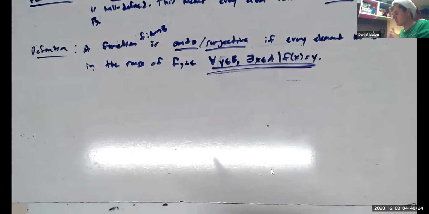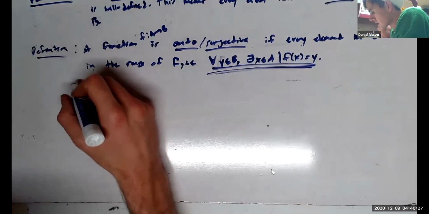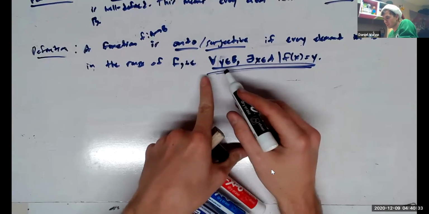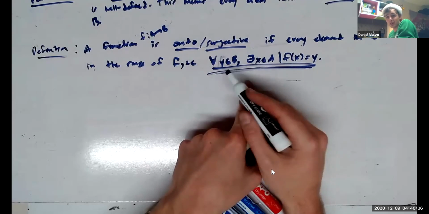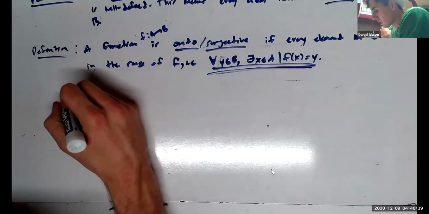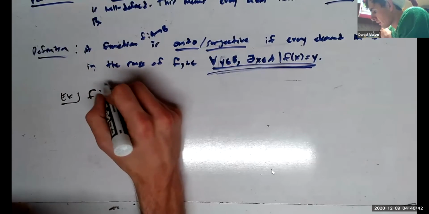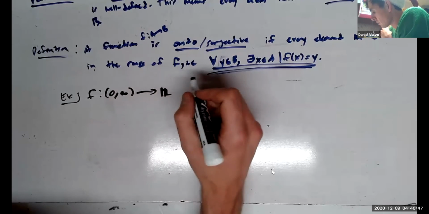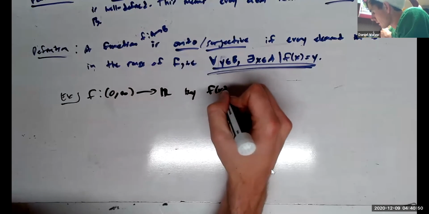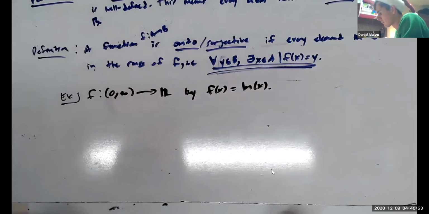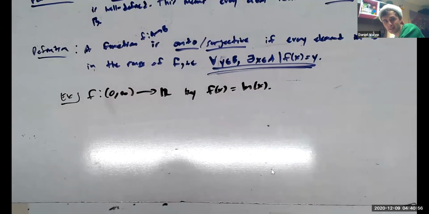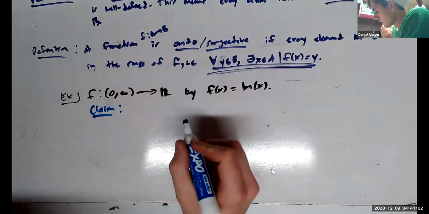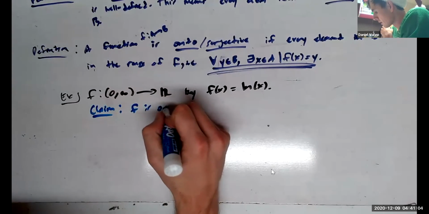All right, and this, by the way, is a standard proof. It's a universal statement with existential statements. We have mixed quantifiers here, but we know how to do this kind of proof. Let's do an example of f from 0 to infinity going into the real numbers by f of x equals ln of x. Claim. f is onto.